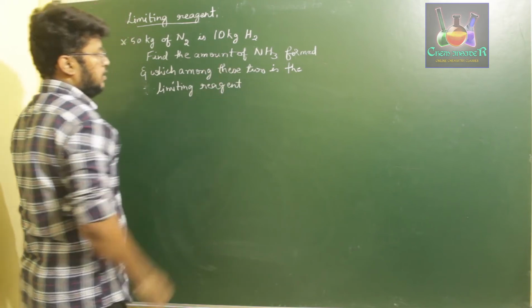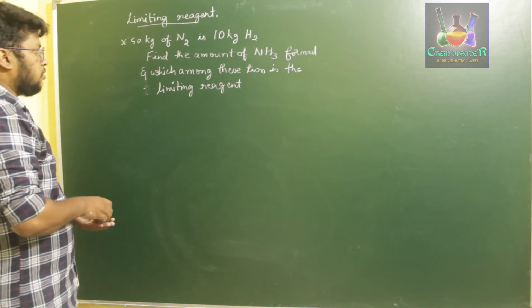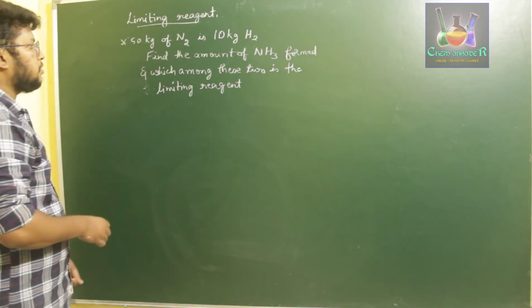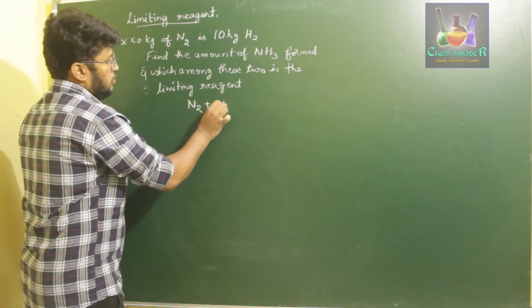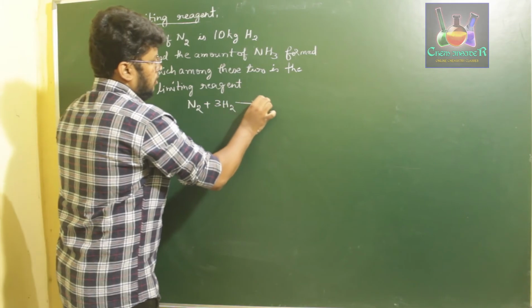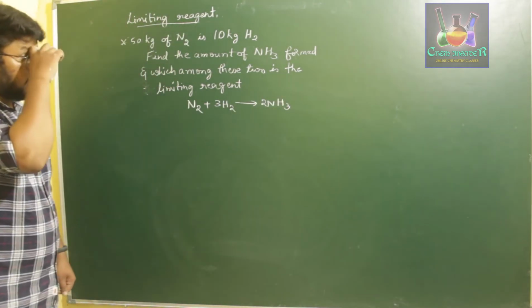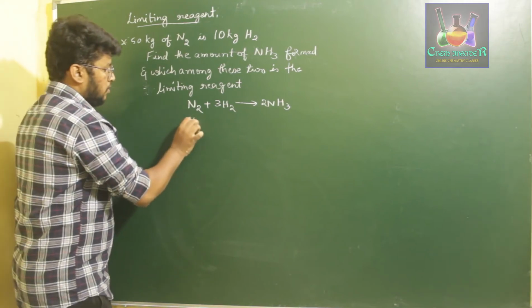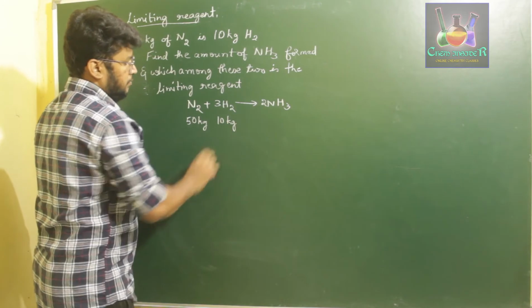Which among these two is the limiting reagent? For that to be found out, first let us write down the equation for formation of ammonia. That is N2 + 3H2 gives us 2NH3. So this is our reaction, right? We are given that 50 kilograms of nitrogen is treated with 10 kilograms of hydrogen.